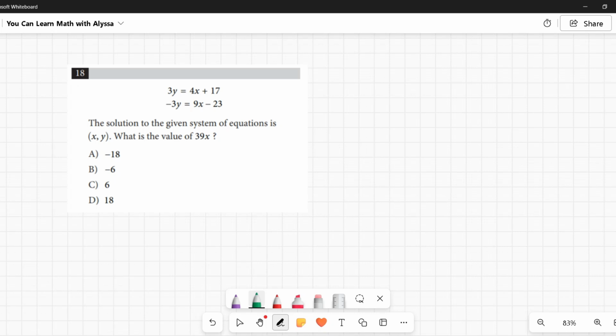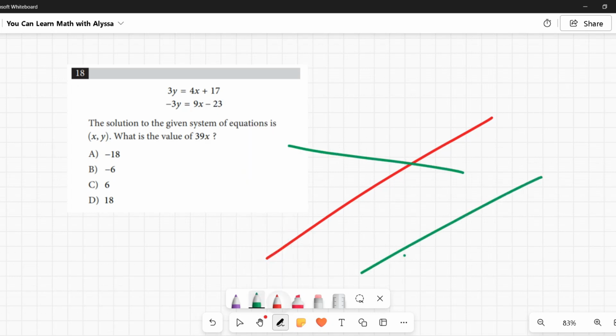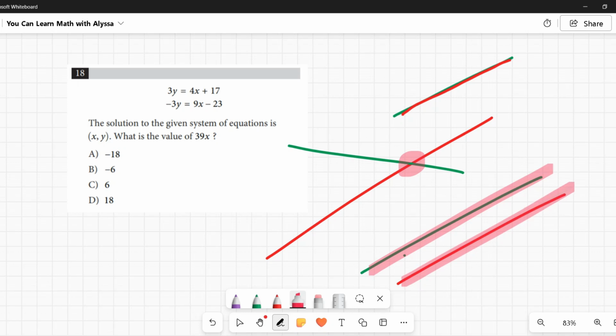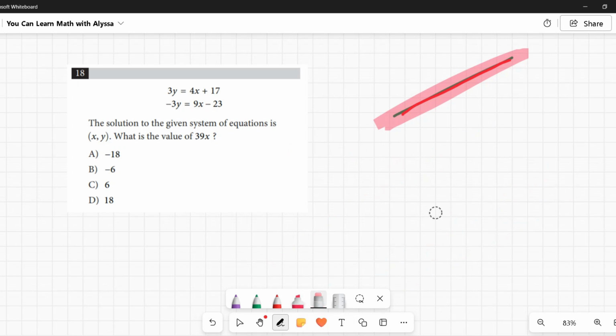Because in linear equations, there's only three options. You can have two lines that cross, two lines that are parallel, or two lines that are identical. When they cross, we have a single solution. When they are parallel, we have no solutions. And when they are on top of each other, we have infinite solutions. So the fact that there is a single solution tells us the lines cross. Okay, good.